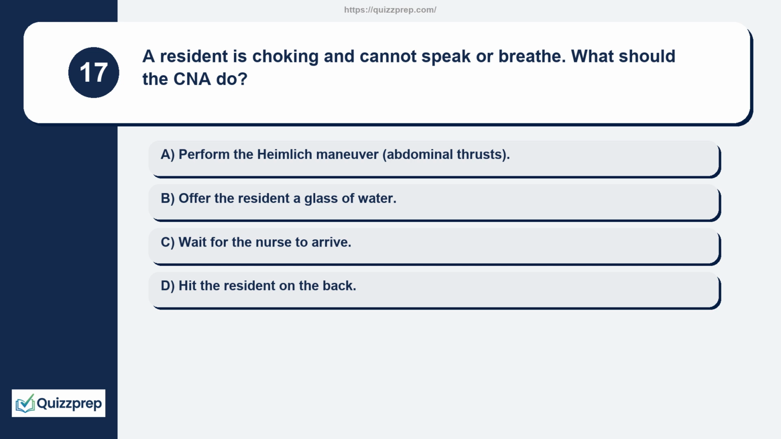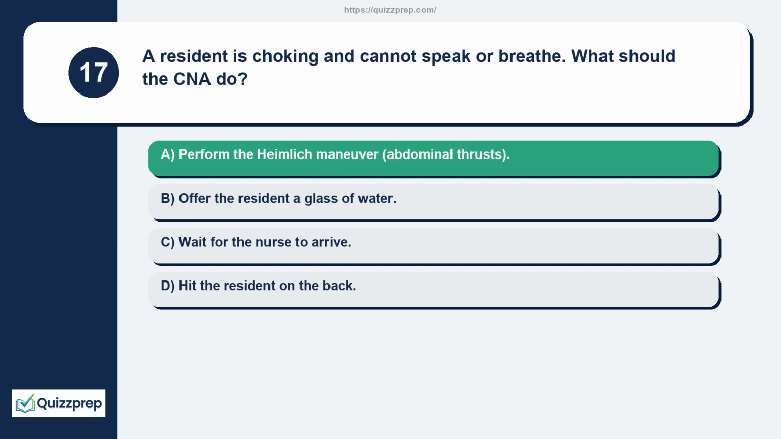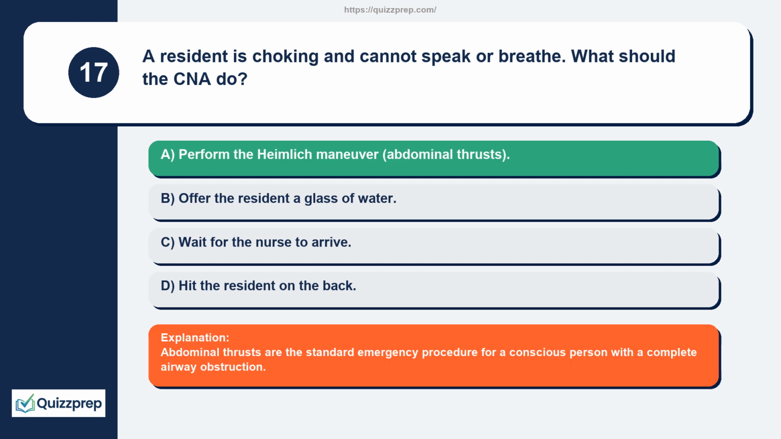Question 17. A resident is choking and cannot speak or breathe. What should the CNA do? Perform the Heimlich maneuver, abdominal thrusts. Offer the resident a glass of water. Wait for the nurse to arrive. Hit the resident on the back. Abdominal thrusts are the standard emergency procedure for a conscious person with a complete airway obstruction.